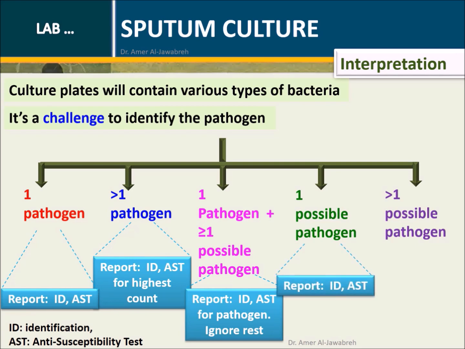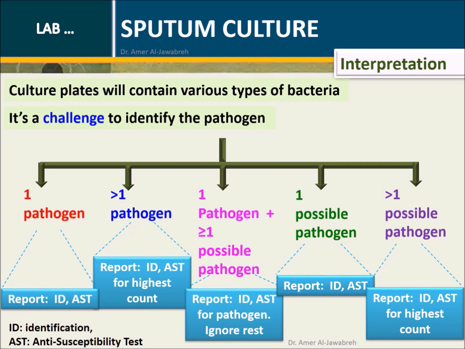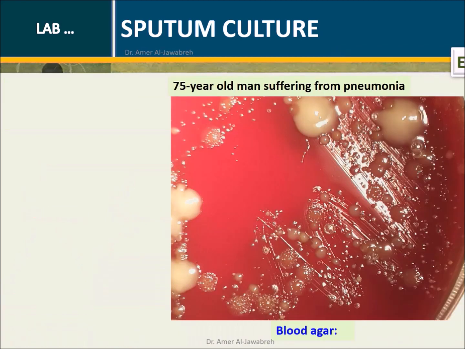If one possible pathogen, report ID and AST. If more than one possible pathogen, report ID, AST for highest count. Example.